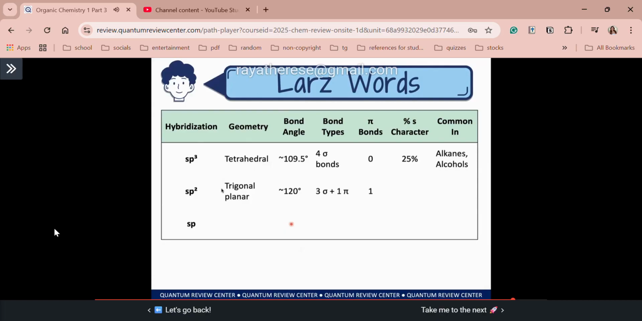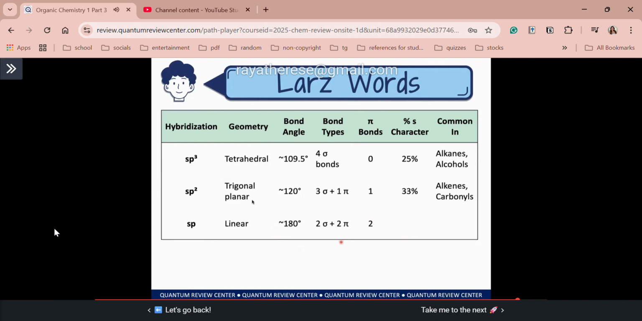Okay, class. For the percent S character, remember, 33%, and usually this is a double bonded functional group such as your alkenes and carbonyl. Okay, lastly, sp. The geometry, class, remember, linear with a 180 bond angle. For the bond types, for sp, we have 2 sp hybridized orbitals and 2 unhybridized p orbitals. That's why, class, please familiarize yourselves with the bond types and the number of your pi bonds.